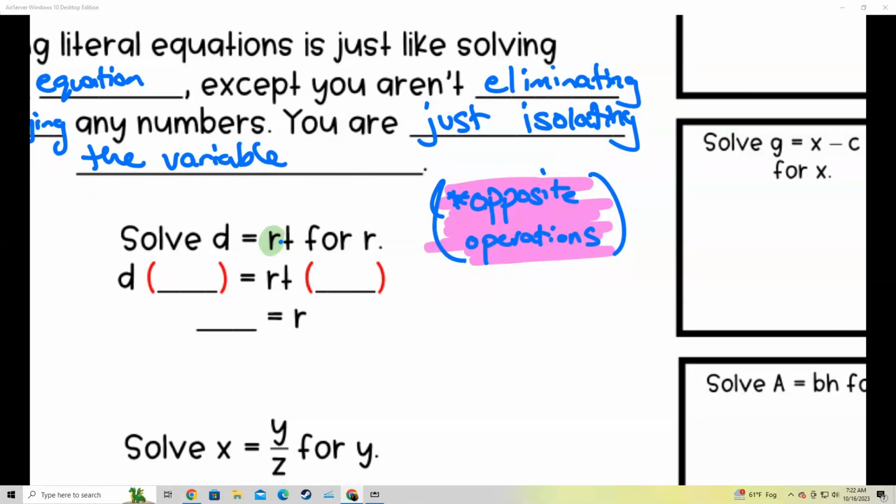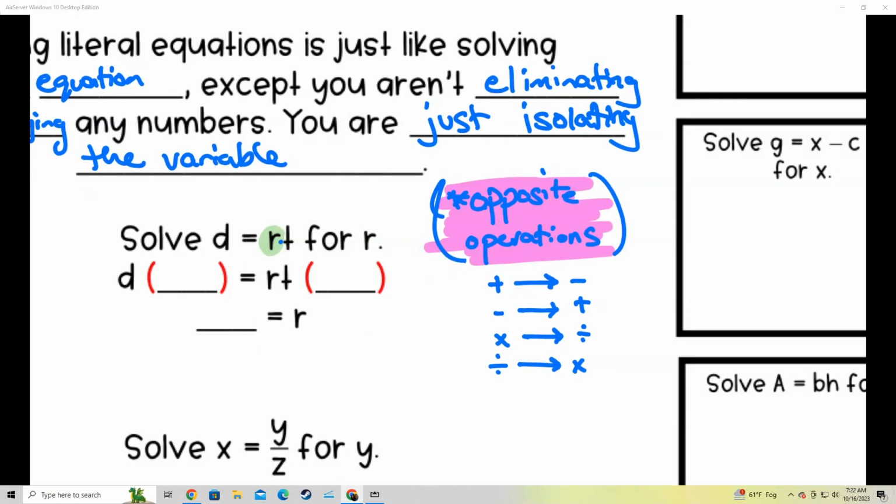We should probably write that over here on the side. The opposite of addition is subtraction. The opposite of subtraction is addition. The opposite of multiplication is division. Usually when we do division, we don't put a division symbol. We actually do a fraction, because a fraction is also a division problem. And then the opposite of division is multiplication. Whoa, I got a little ahead of myself there.